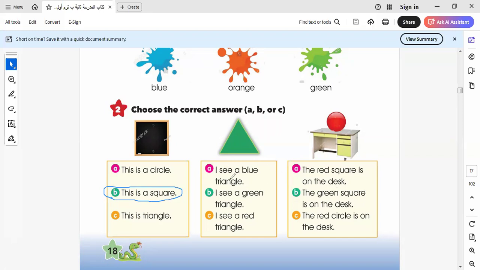I see a blue triangle, a green triangle, or a red triangle. What is the color of this triangle? It will be green, so I select this one in the middle. Here, this is the circle, the circle that we took in the previous part. It will be: this is the red circle on the desk. Let's go to another item here.